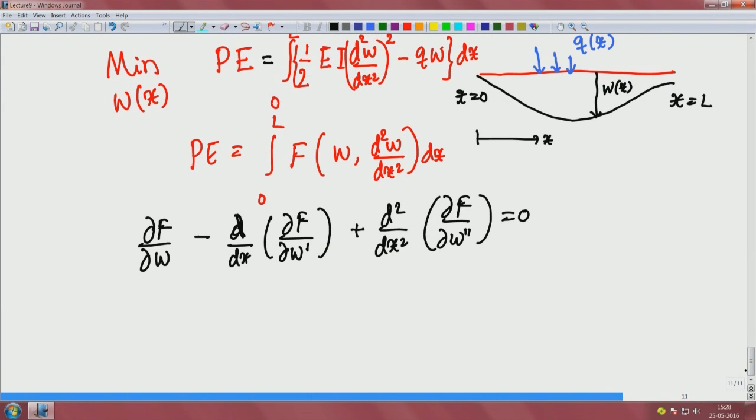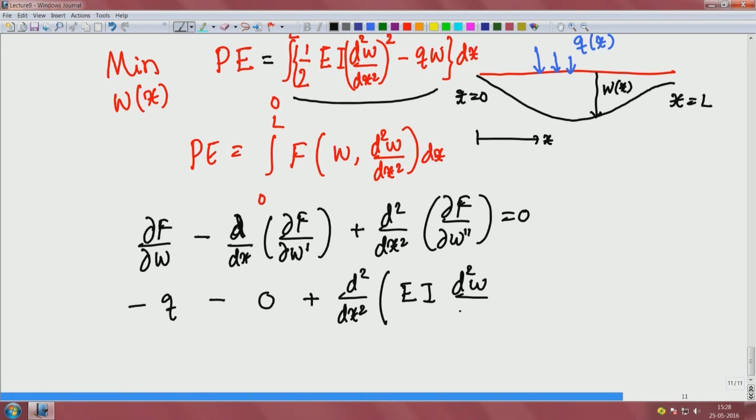If we do this, what we get is dou f by dou W. Look at our f here, W is over there, that gives you minus q, and then the second one is 0 because there is no W prime there. W double prime is there, d square W by dx square is there, right. So, that is plus d square by dx square of dou f by dou W double prime, that gives us, the square and the 2 go away. So, I get E I into d square W by dx square equal to 0.